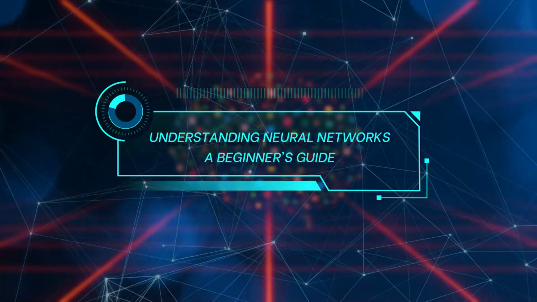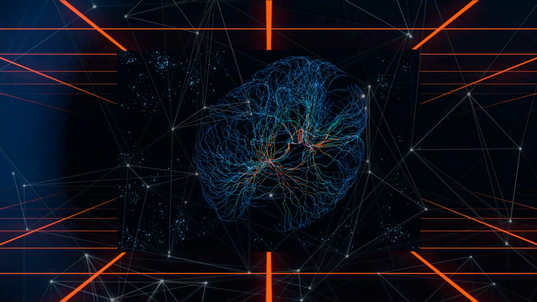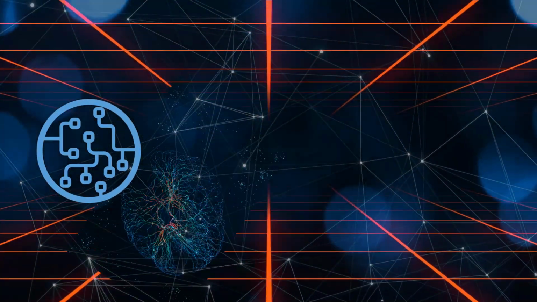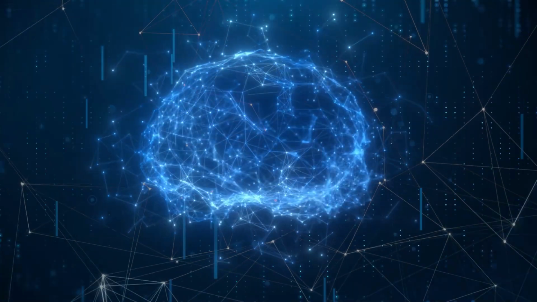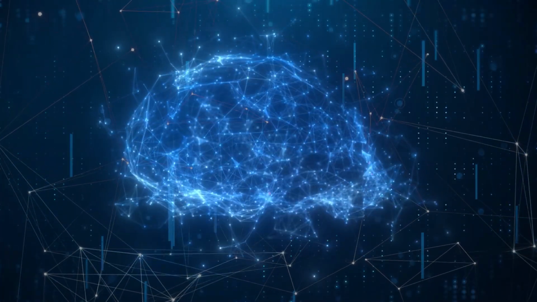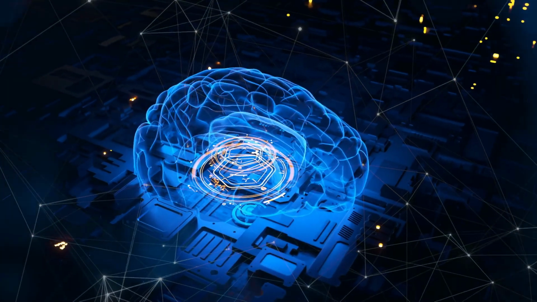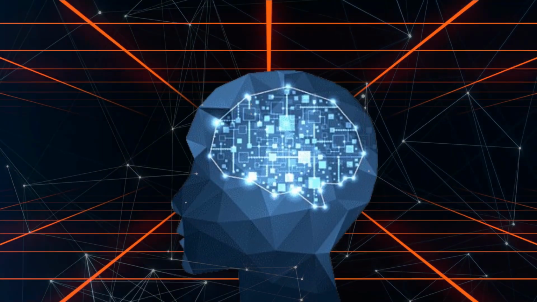Understanding Neural Networks, a beginner's guide. Neural networks are a cornerstone of modern artificial intelligence, AI, and deep learning. Inspired by the human brain, they have revolutionized fields such as image recognition, natural language processing, and robotics. For beginners, understanding neural networks can seem daunting, but breaking down the concepts can make them more approachable.